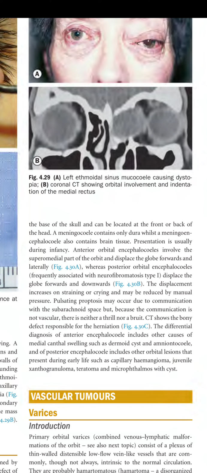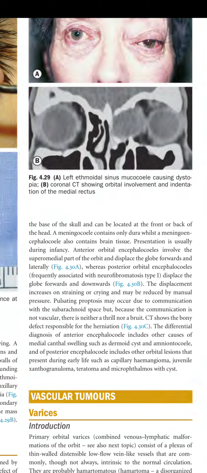The differential diagnosis of anterior encephalocele includes other causes of medial canthal swelling such as dermoid cyst and amniotocele, and of posterior encephalocele includes other orbital lesions that present during early life such as capillary hemangioma, juvenile xanthogranuloma, teratoma, and microphthalmos with cyst.